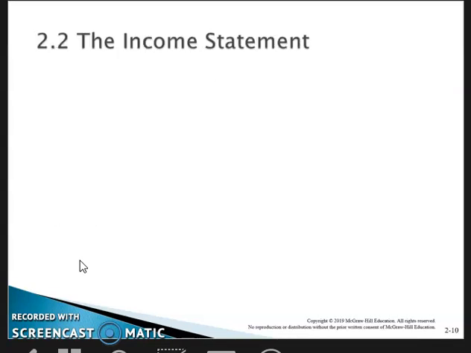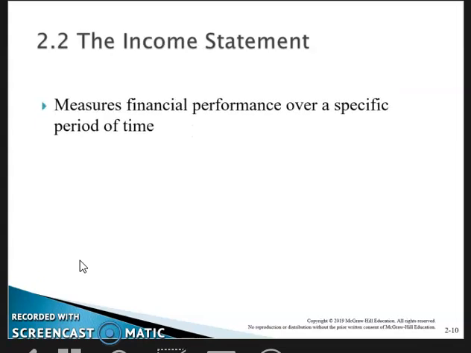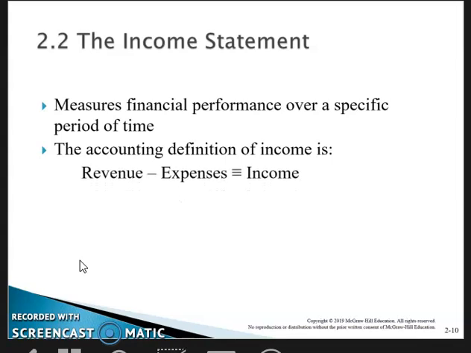So next we move to the income statement. The income statement measures a firm's financial performance over a specific period of time. In most cases, this is one year. Sometimes firms do interim financials; 10Qs and 10Ks would likely contain quarterly information. The accounting definition of income is revenues minus expenses equals income.